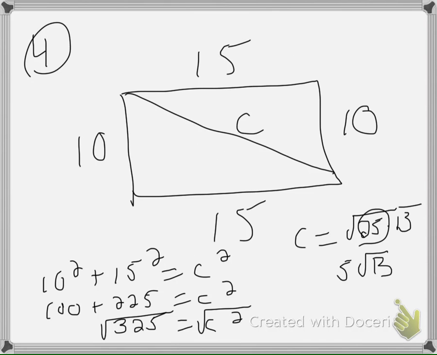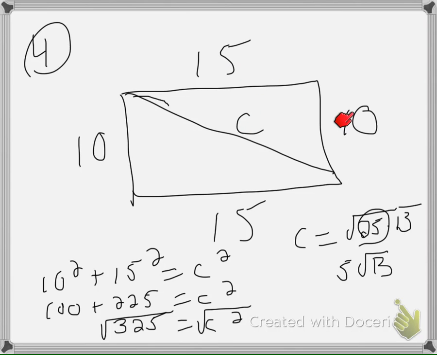So on number 4, it tells us the length of a diagonal of a 10 by 15 rectangle is what I'm trying to find. So I'm trying to find C. This is the diagonal they're talking about. They give us this and they gave us that. So there's two right triangles. There's one here and there's one here. They're identical to each other, so it doesn't matter which one you use.